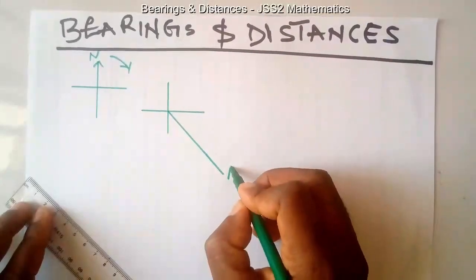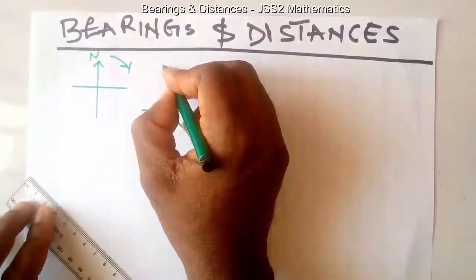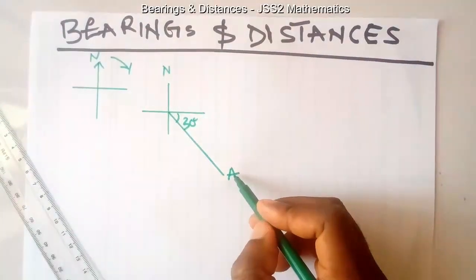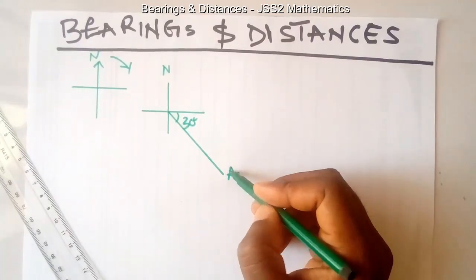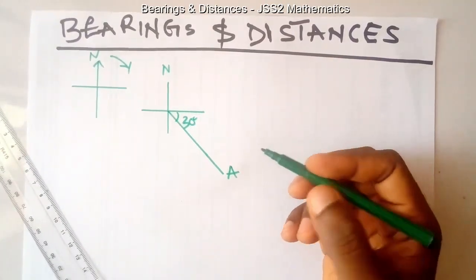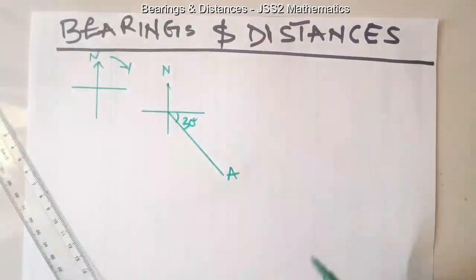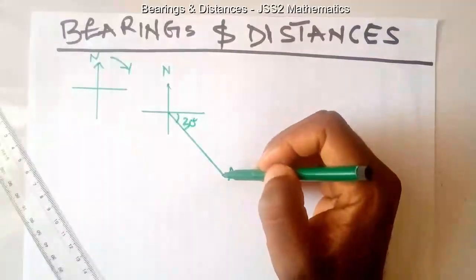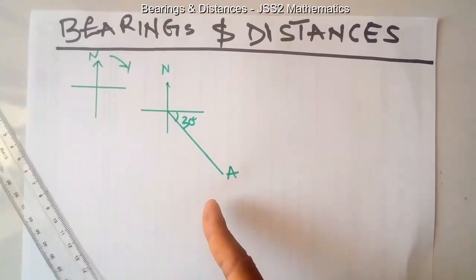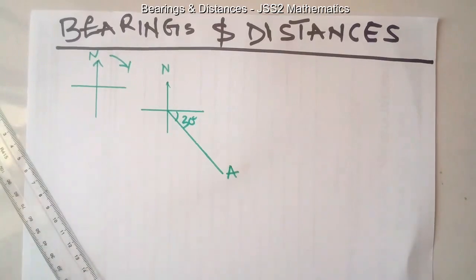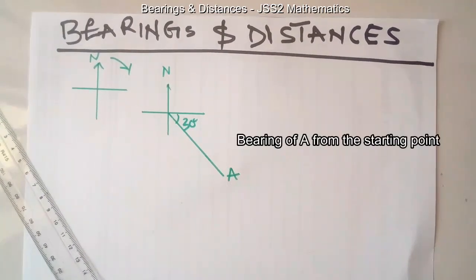Let's say you have this object and here is 30 degrees. Remember, this is an object. Just take it to be whatever you can believe it to be. Let's say a flight or a car moves in this direction from the north, and then we have to find the bearing of this object, which is represented by letter A. So how do we find the bearing? Remember, I said we measure bearing starting from the north.